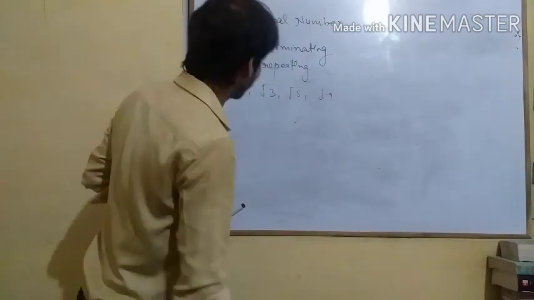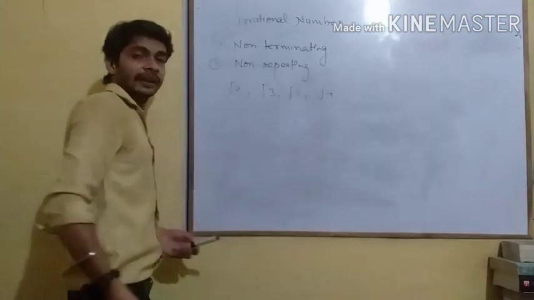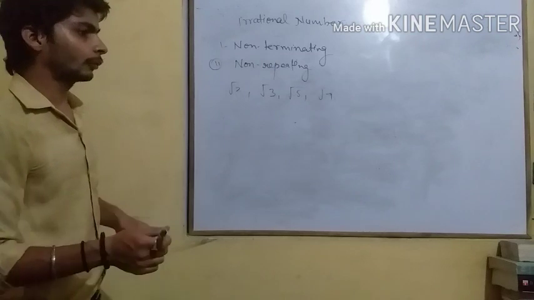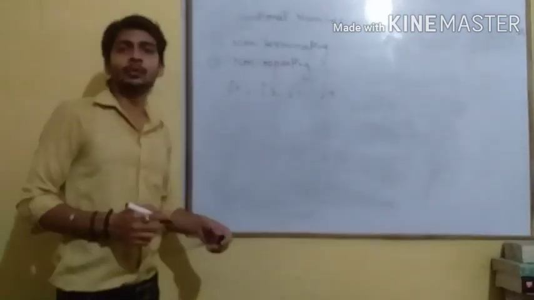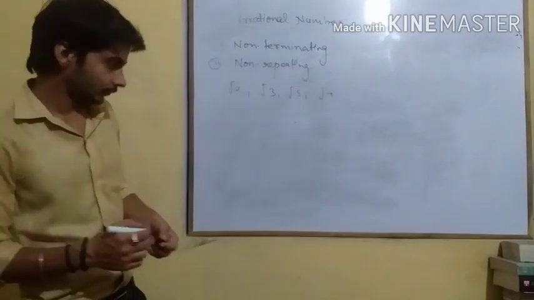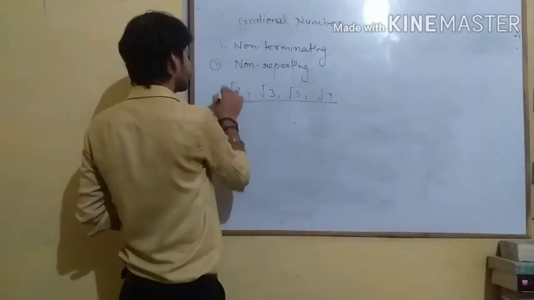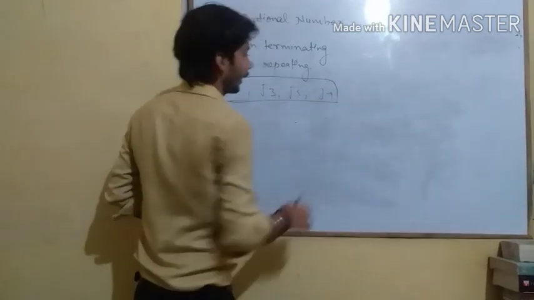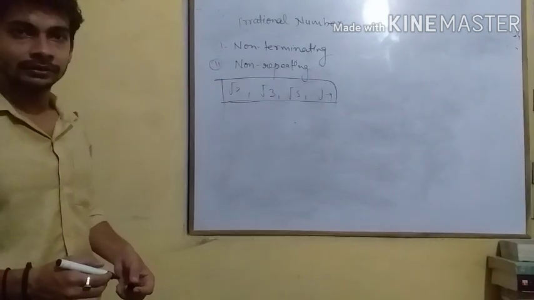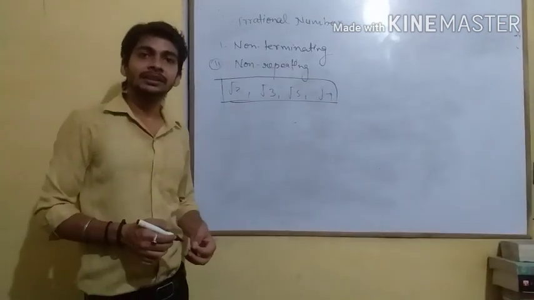If you try to solve root 2 and get the value in decimals, we cannot find the exact value of root 2 in decimals. Normally we use 1.414 for root 2, but the exact value of root 2 is not defined. So all these numbers are called non-terminating and non-repeating decimals, and we can prove them by the contradiction method and by the square root method.